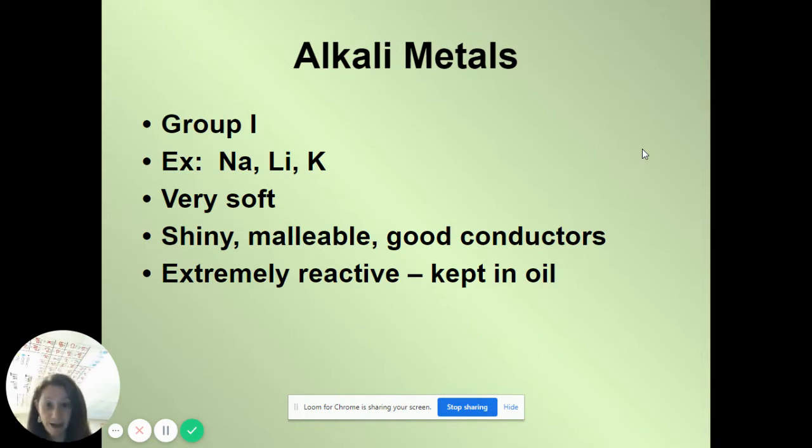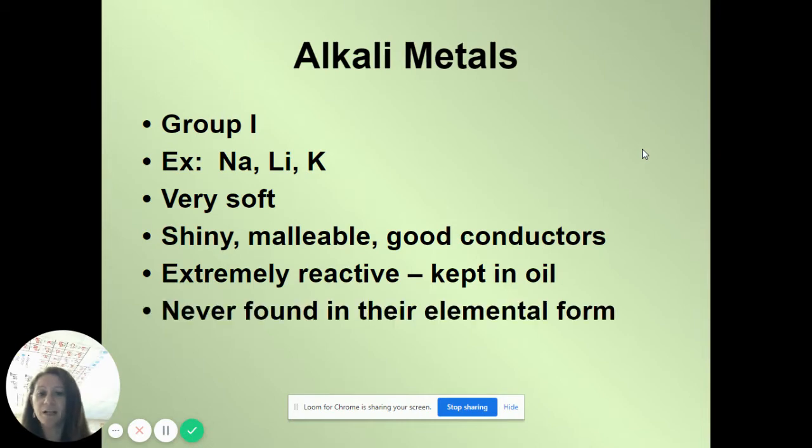They are extremely reactive though, and so when we have a sample of sodium, we can't just leave it out. It's very reactive, and so we have to keep it in oil. Because they are so reactive, you will never find them in their elemental form.